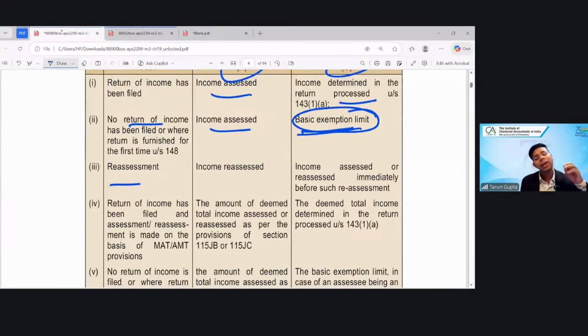So if there's a reassessment, then I'll compare the income reassessed with the income assessed or reassessed immediately before such reassessment.